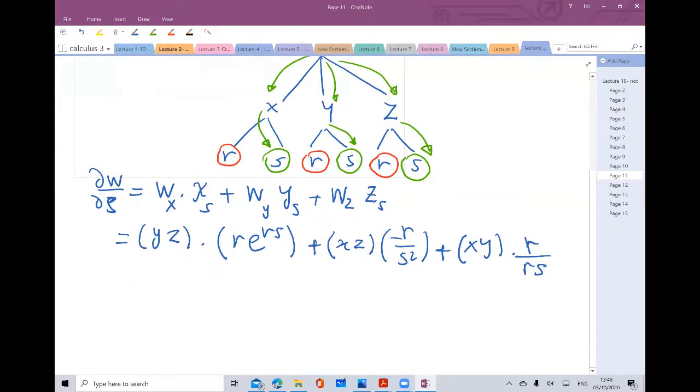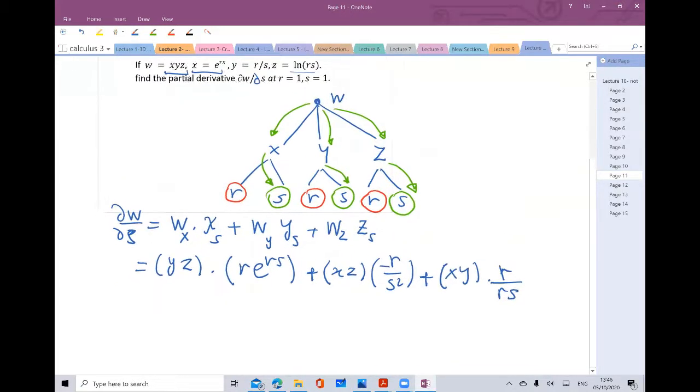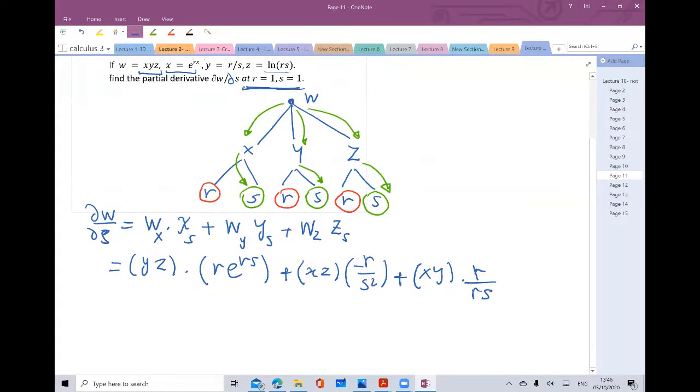Simplify and then leave it as it is. If I want values, then I add values, but at R equals 1 and S equals 1. When R is equal to 1 and S is equal to 1, let's first of all find the values of X, Y, and Z at these points.